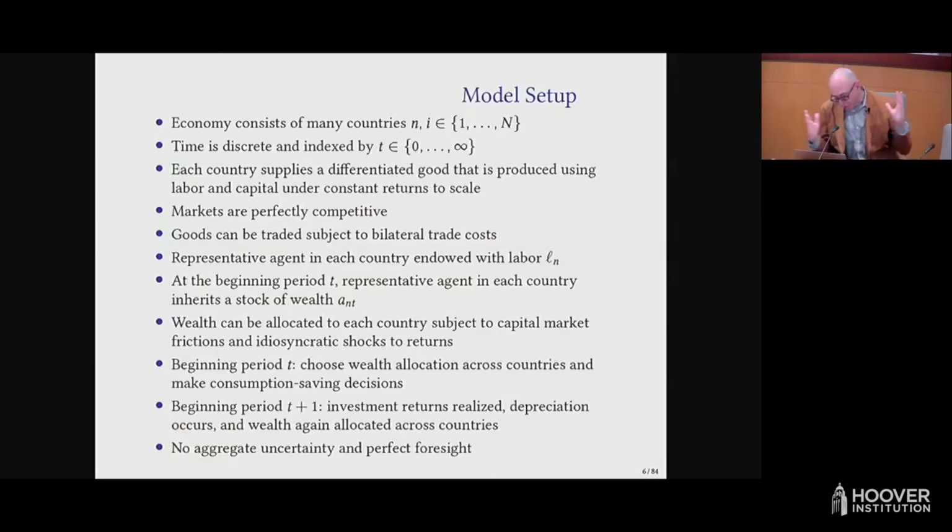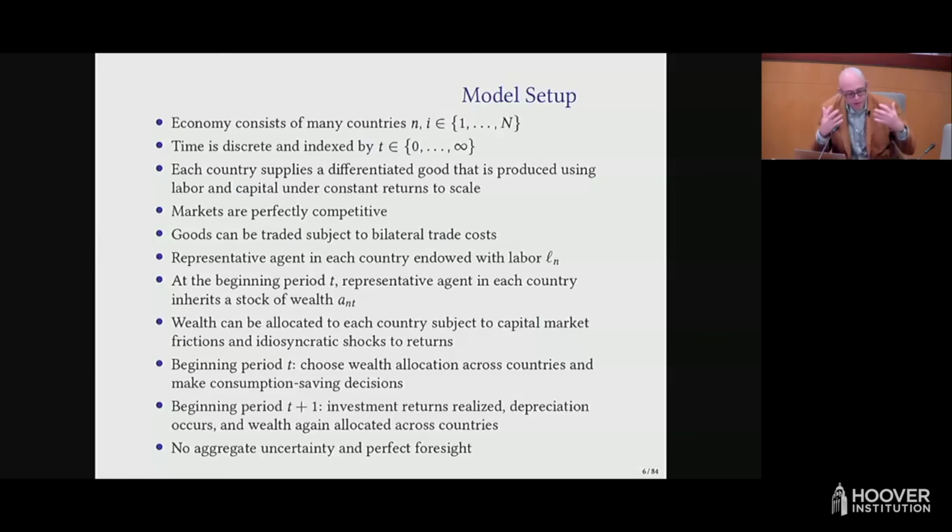Whichever one of these trade models you pick, goods are going to be produced with labor and capital under constant returns to scale. That's the standard neoclassical assumption. Markets are going to be competitive. Goods can be traded between countries subject to bilateral trade costs, the usual iceberg trade costs. Each country is going to have an inelastic supply of labor, L_n, an exogenous endowment of labor, as in many trade models.